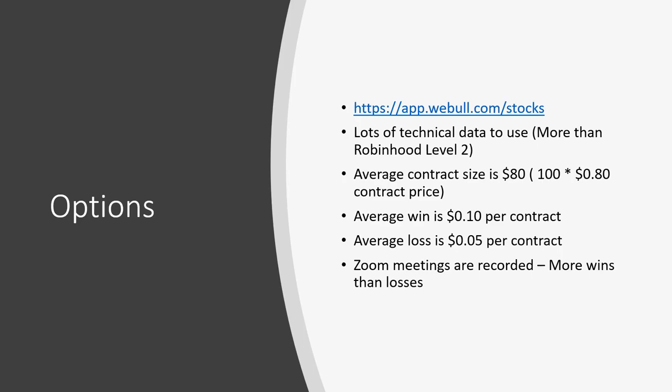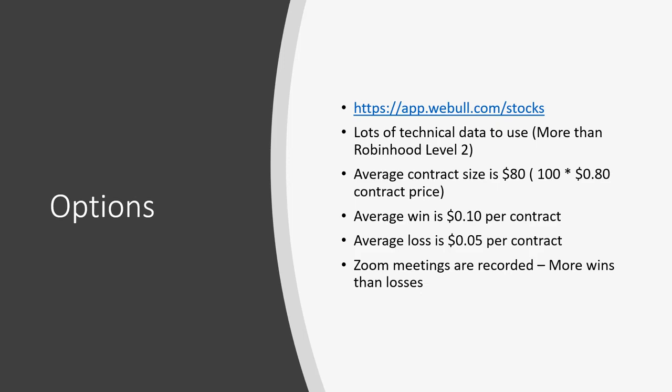Like I said, I use options trading. Once you're in your account on the Chrome link, you can go to that link above and go to your stocks page. Once you're on your stocks page, you actually have to open up a separate window for options, and we'll get into that in the live demo. There's lots of technical data compared to Robinhood, like level two. Robinhood has almost no data on level two, it feels like.